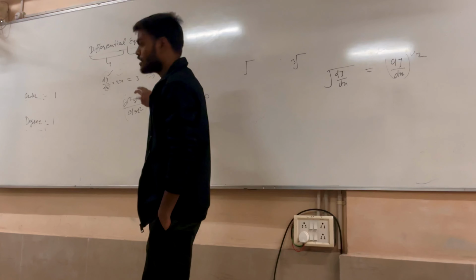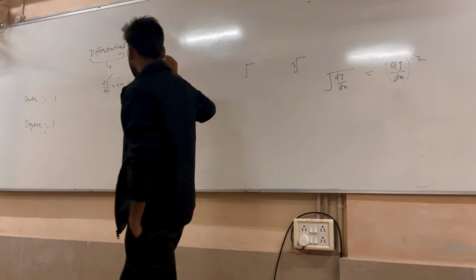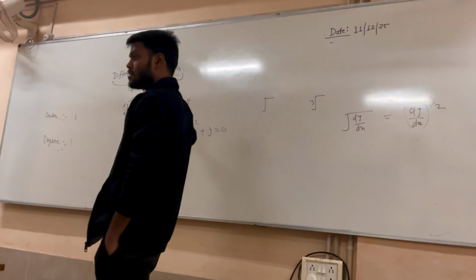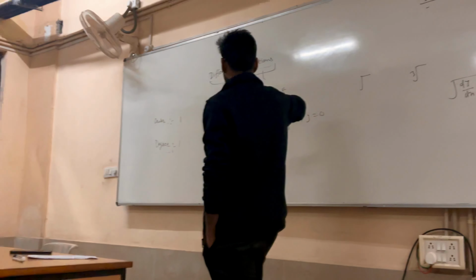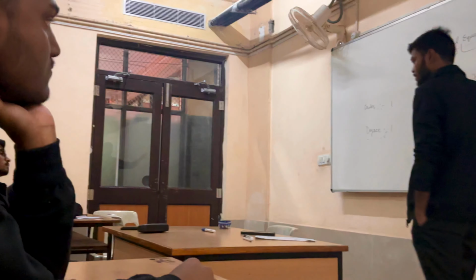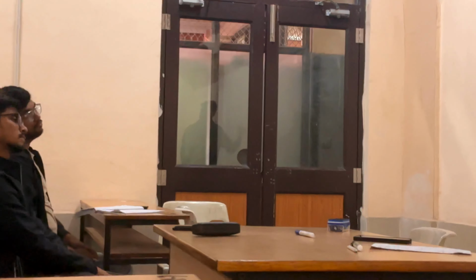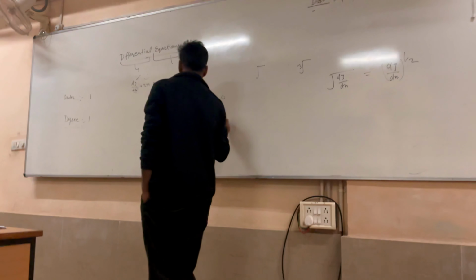Now we have to find the degree of this differential equation. First of all, we have to find the highest derivative term in this equation. This is a 2nd derivative of the dependent variable with respect to the independent variable, and this is a 3rd derivative. So the highest order term is the 3rd derivative. So the order of this differential equation is 3.